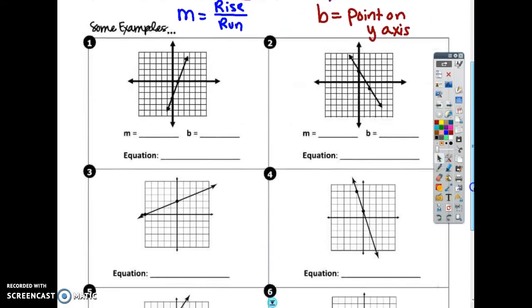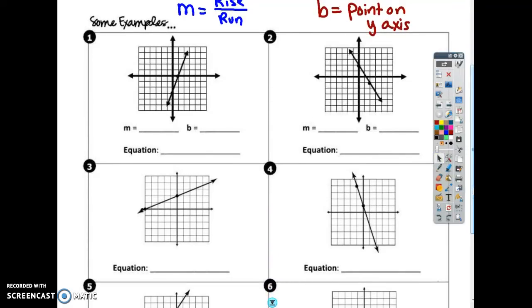So problem number 1. I like to find the b first because that's an easy point and it's always on the y-axis. So if you look on the y-axis and you look for that point wherever it crosses on the y-axis, that's going to be your b. So we always start right here from 0. This is -1, -2, -3. Your starting point, your b, is at -3. Write that down. -3 on the y-axis.